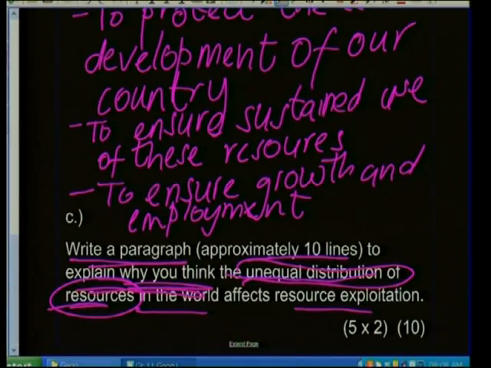Let's go back to the question. Why do you think, very important, the unequal distribution of resources in the world affects resource exploitation? It stands to reason that those countries without the raw materials, without the mining resources, without the proper agricultural systems, will be dependent on countries that they can exploit, pay cheaper prices, and obtain these raw materials. Remember, as we've discussed previously, the converted product is of much greater value than the raw material.